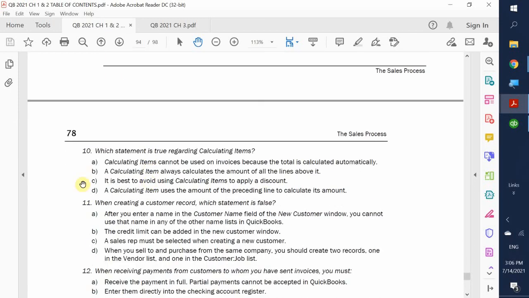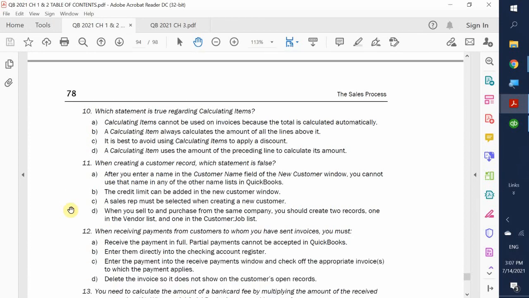Okay. Number 10. Which statement is true in regards to calculating items? B as in boy. A calculating item always calculates the amount of all the lines above it. Now we took a look at an example of that. Is that true? What did I have to do to that one invoice to calculate the discount item, to represent that I want to take a discount for the entire amount? You did D. Calculate the items using the amount on the preceding line. Yeah, that's correct. It only calculates the line above it. Okay, so D is the correct answer.